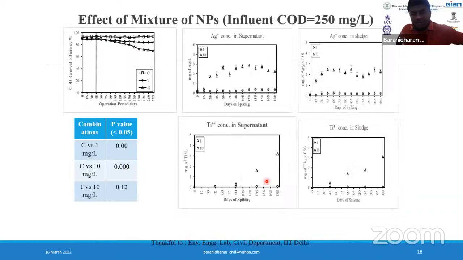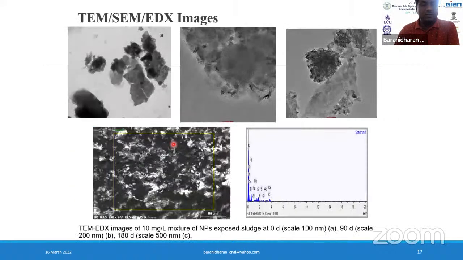So similar kind of study was also made with respect to the mixture of nanoparticles. What is the combination that it plays, and then how does it impact the microbes? So two nanoparticles were mixed at two different concentrations, at 1 milligram per liter as well as 10 milligram per liter, and then similar kind of analysis was made. And then again, with respect to the other two nanoparticles, a mixture had a greater impact on the reduction of COD than the single nanoparticles. So again, mixture had the higher say than the single nanoparticles.